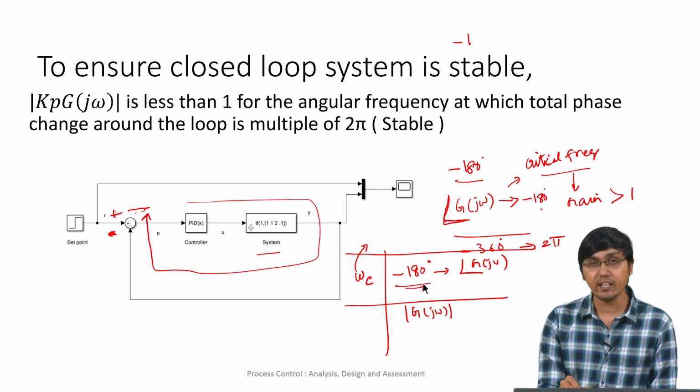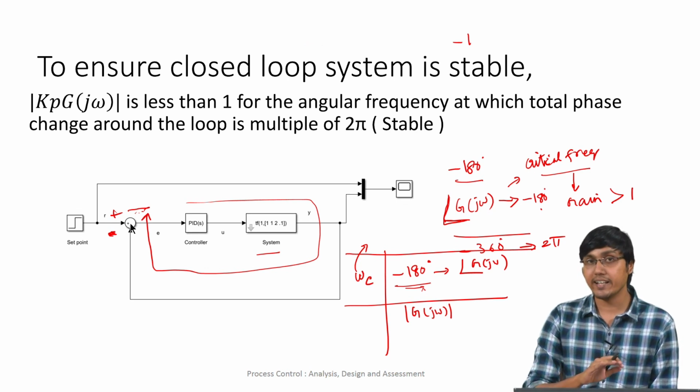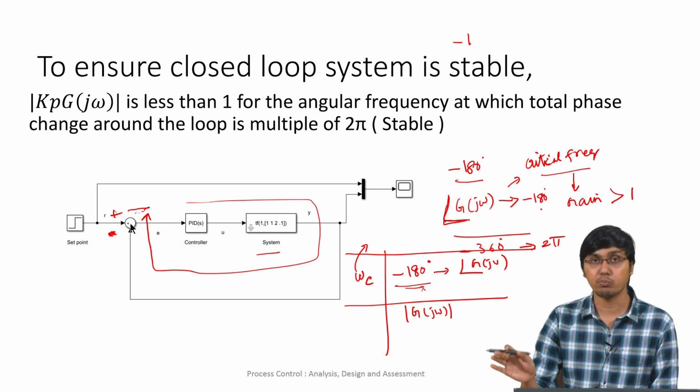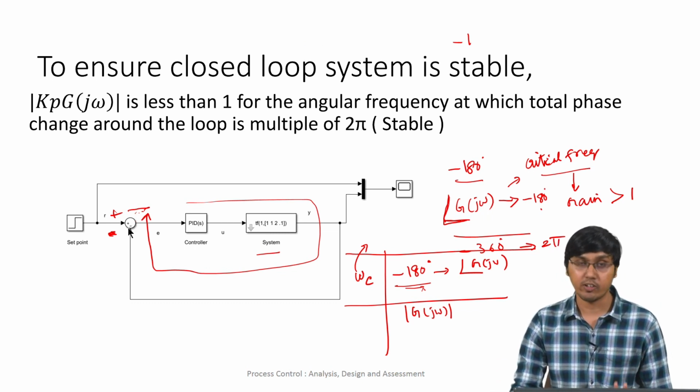And why minus 180 degrees? Because the minus sign contributes another minus 180 degrees. So in total we get minus 360 degrees, which is a multiple of 2 pi. So Barkhausen's condition is satisfied. That is what we are going to remember now.